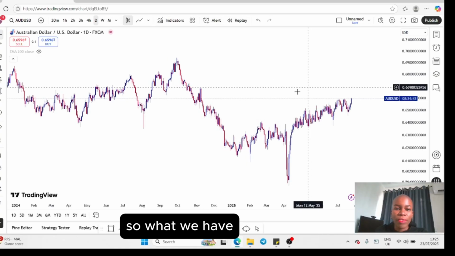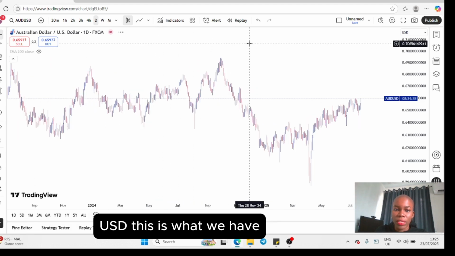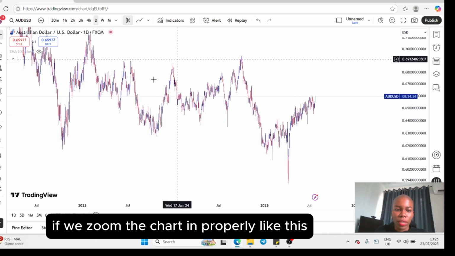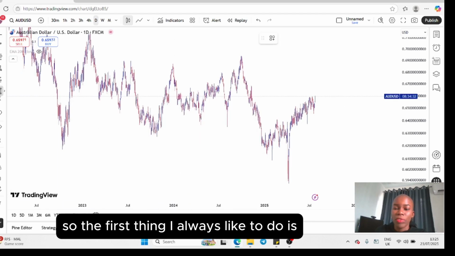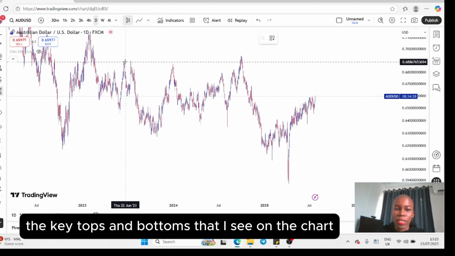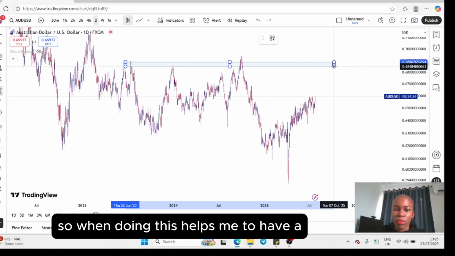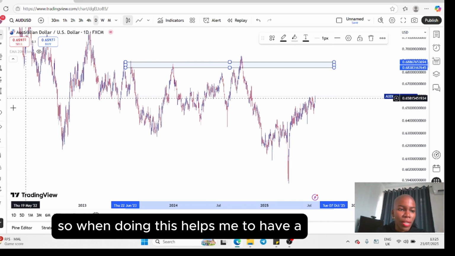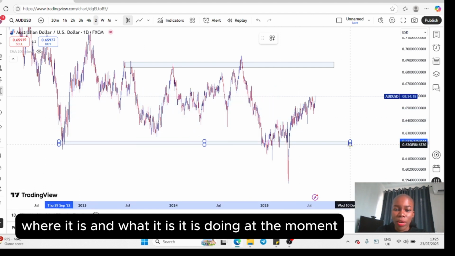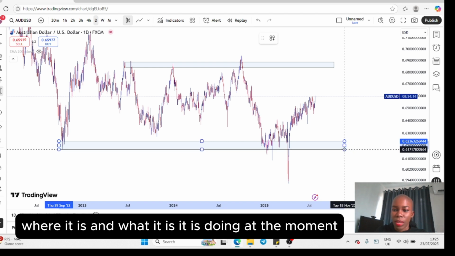So what we have from the look of things on the daily time frame on AUDUSD, this is what we have if we zoom the chart in properly like this. The first thing I always like to do is to mark out the key levels, the key tops and bottoms that I see on the chart. Doing this helps me to have a view of what the market is currently doing, where it is, and what it is doing at the moment, right?